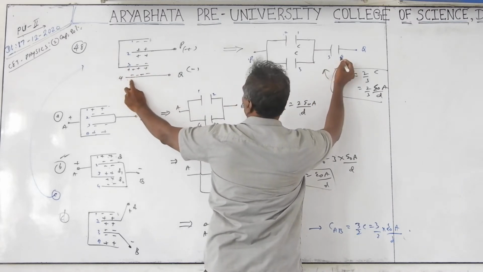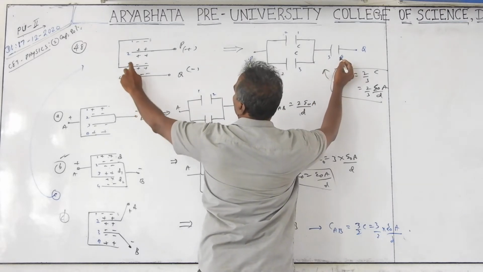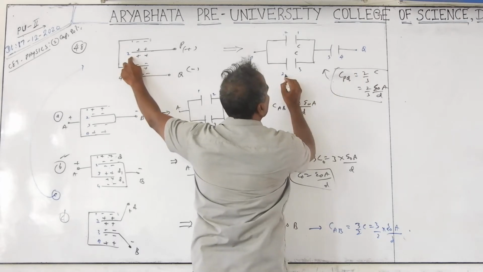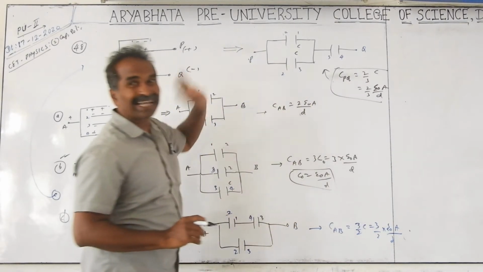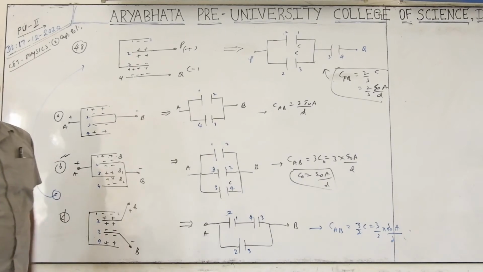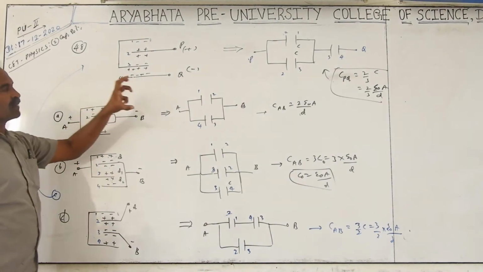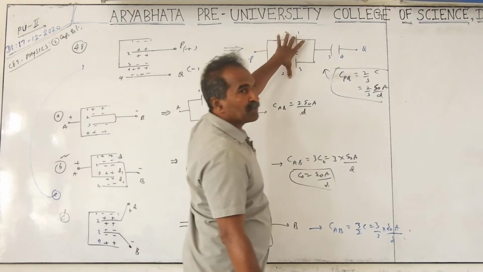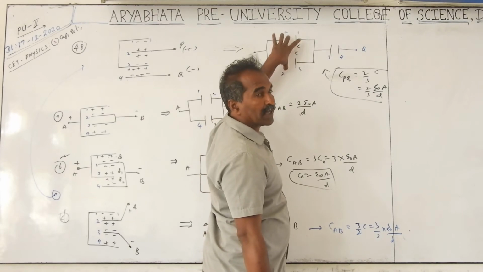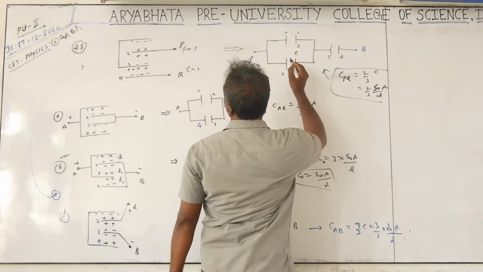Third one is acting opposite to 4, and the third is also acting opposite to 2. Just practice it before the exam, it will be easy for you. That's one case. So the capacitors become parallel: C plus C is 2C. 2 times epsilon A by D, this is C0.